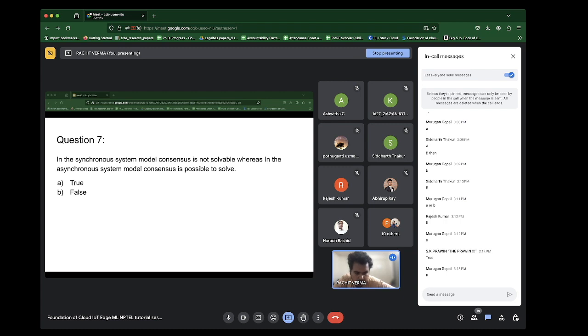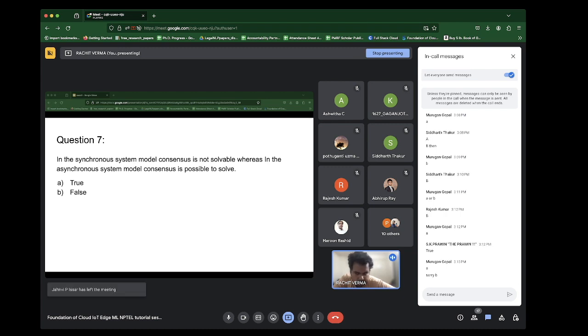Okay, so I have two responses. SK Praveen says true, Murugan Gopal says A, sorry, B. So Murugan Gopal's answer is B. So what do we mean by consensus? Consensus means can everyone agree on a certain result, right?